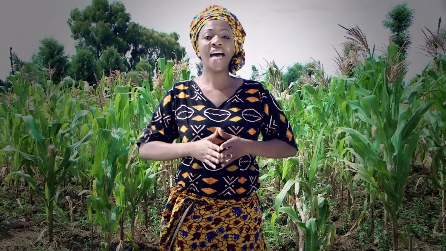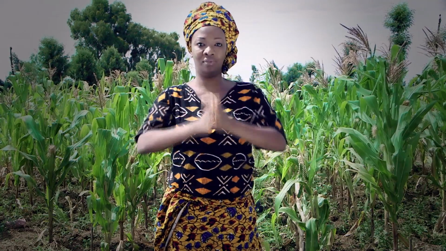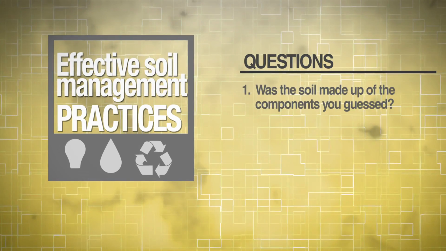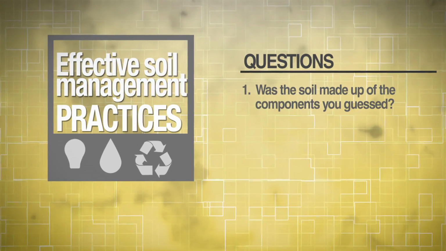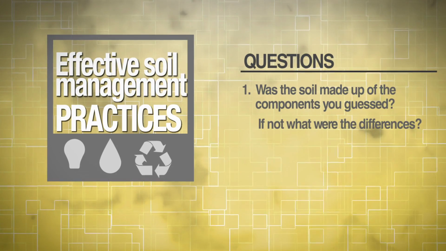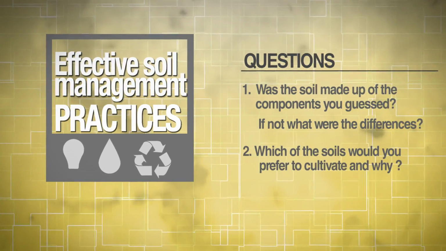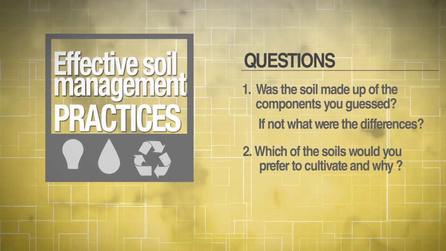And now, here are some questions for you to discuss in light of the exercise we've just concluded. The questions will appear on your screen. Question number 1. Was the soil made up of the components you guessed? If not, what were the differences? Question number 2. Which of the soils would you prefer to cultivate and why?